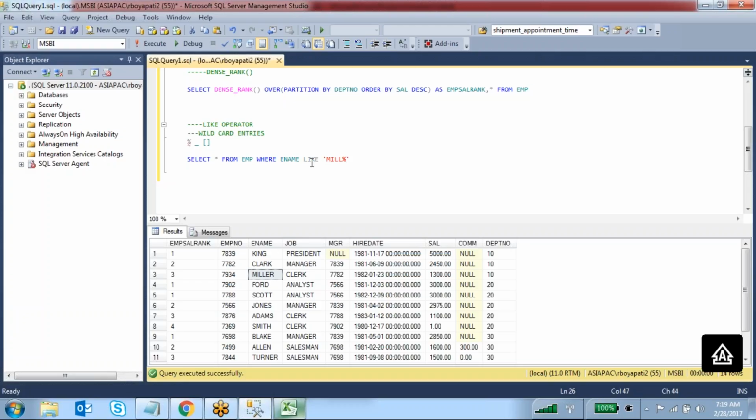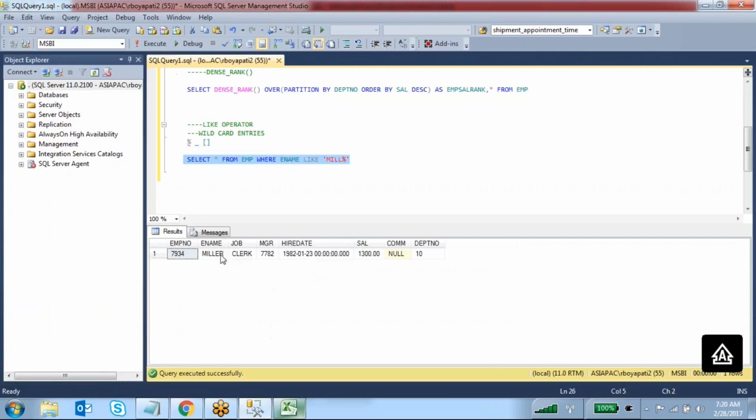If you give this percentage symbol after MILL, it may be anything. Whatever employee names start with MILL, and then after that either ER or AR, whatever, any string, it will fetch all the employees' information starting with MILL, and the remaining can be anything. See here, Miller. It searches for the starting value MILL, and after MILL anything, ER or AR or WR, it will give.